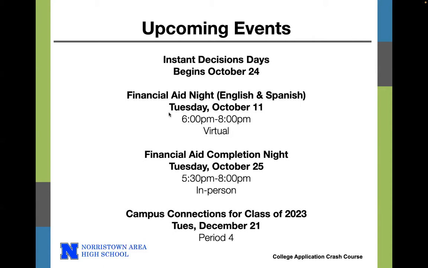And then the last three things here, we have financial aid night that's going to be coming up on Tuesday, October the 11th. That will be virtual from 6 to 8. And there will be an English session and a Spanish session, 2 separate sessions, okay? And then we have a financial aid completion night that will be in person at the school to help you fill out your financial aid application. And then Tuesday, December the 21st, we have something called Campus Connections, where we have seniors that graduated last year. They come back and share their college experience. It's a pretty fun event. And so that will happen during the school day during period 4, okay?